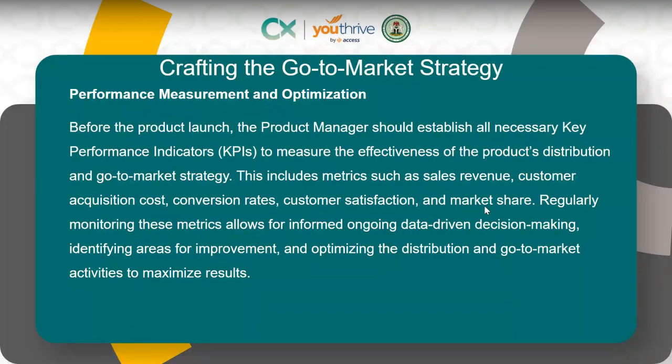All right. So it's very important that you are able to have the right KPIs, the key performance indicators, to measure the effectiveness of your product distribution and go-to-market strategy. So you're having some key metrics that indicate that you are doing well. So when you look at a particular thing, what shows that you are doing well? Those are things that you need to highlight. All right. These include metrics such as sales revenue, customer acquisition cost, conversion rate, customer satisfaction, market share.